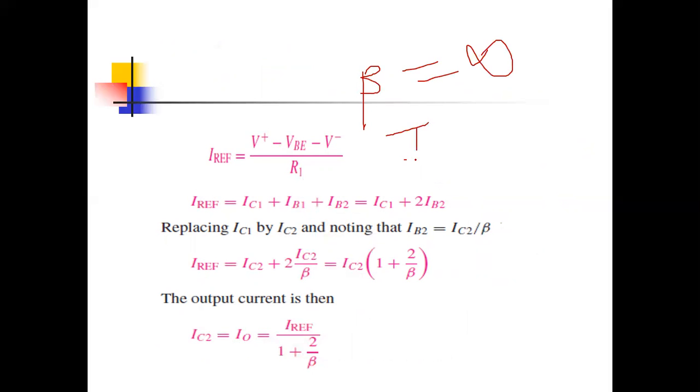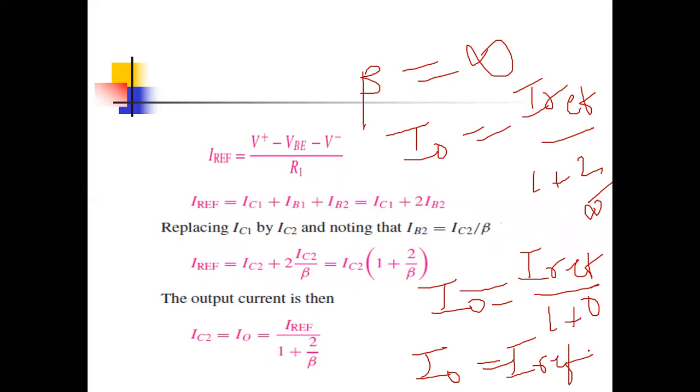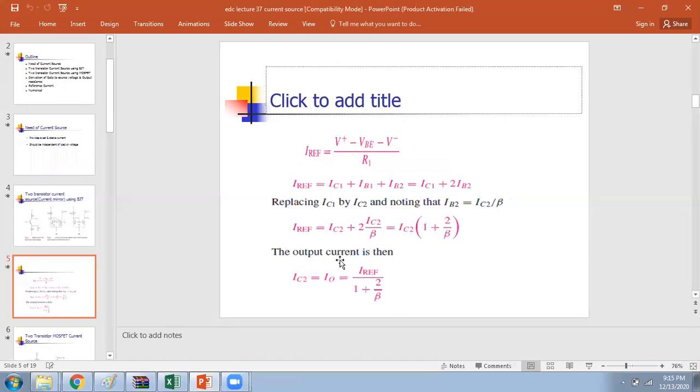When you put this in the equation, what is I naught? I naught equals I reference upon 1 plus 2 by infinity, and 2 by infinity, something divided by infinity, is 0. 1 plus 0 is what? I reference upon 1 plus 0, and 1 plus 0 will be 1. So from this equation your I naught equals I reference. That is the concept of current mirror. But that is ideally. That is ideally understood.